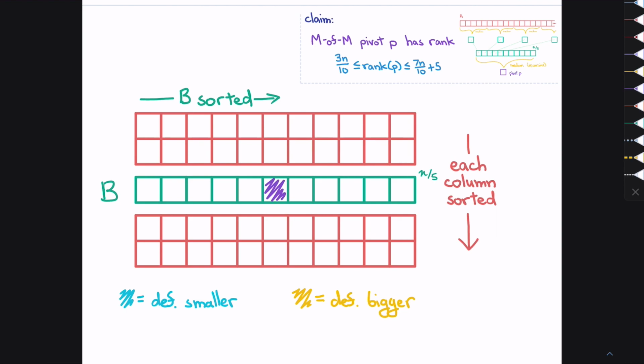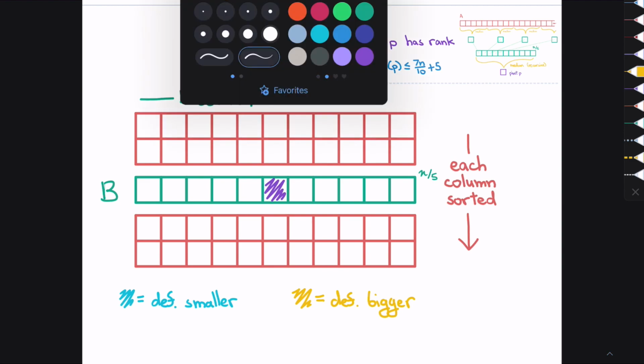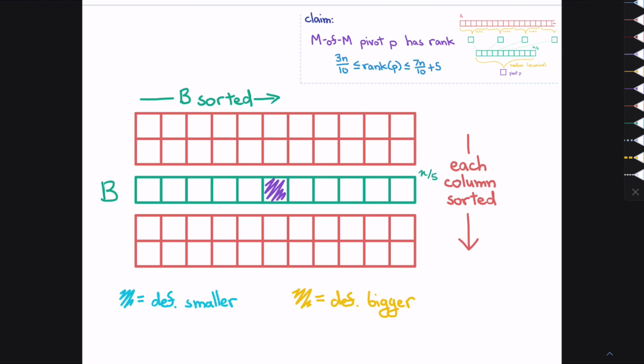So the columns are sorting those groups of 5, and then I've ordered the groups of 5 so that the medians are in increasing order. This is just for the proof. The algorithm doesn't have to do this. Now I want to argue that purple is bigger than a lot of elements and smaller than a lot of elements, and it's an approximate median. So in this picture, what are all the elements that are definitely smaller than purple?